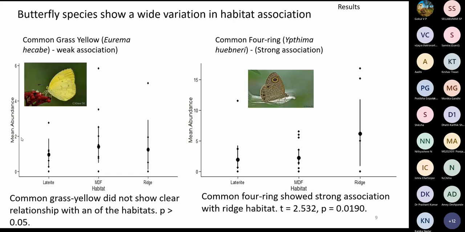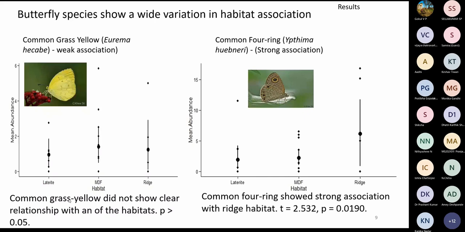And each species showed a lot of variation in habitat association. So if you take the graph on the left of the common grass yellow butterfly, on the y-axis, I have plotted the mean abundance of these butterflies, and on the x-axis are the 3 different kinds of habitats: the laterite plateau grasslands, the moist deciduous forest, and the ridge grasslands. If you observe the graphs carefully, there is not much of a difference in these different habitats for common grass yellow.